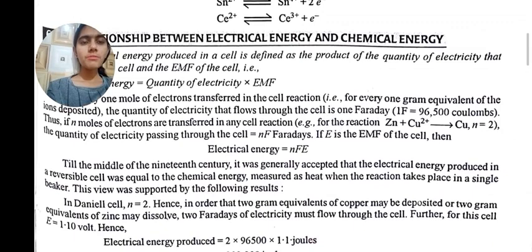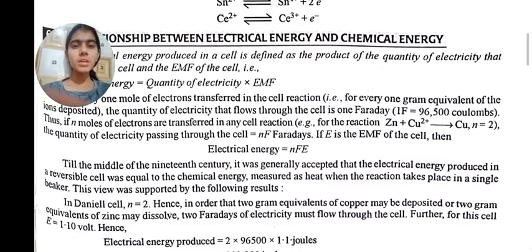Till the middle of the 19th century, it was generally accepted that the electrical energy produced in a reversible cell was equal to the chemical energy, measured as heat when the reaction takes place in a single beaker. This view was supported by the following results.